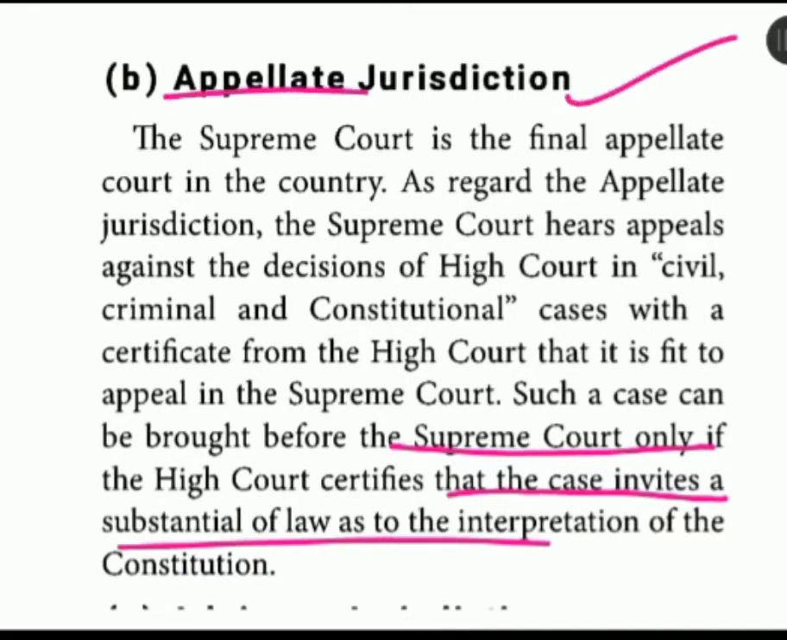For appellate jurisdiction, the person first goes to the High Court. If he dislikes the High Court verdict, the second time he appeals to the Supreme Court. That is the appellate jurisdiction. If the person directly moves to the Supreme Court, that is called original jurisdiction. Going a second time is the appellate jurisdiction.